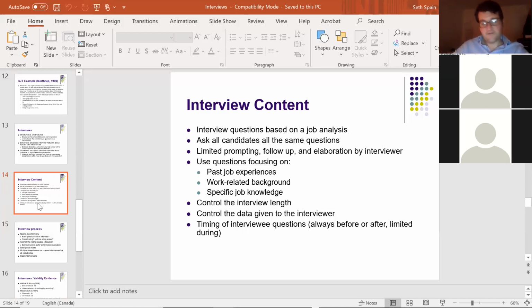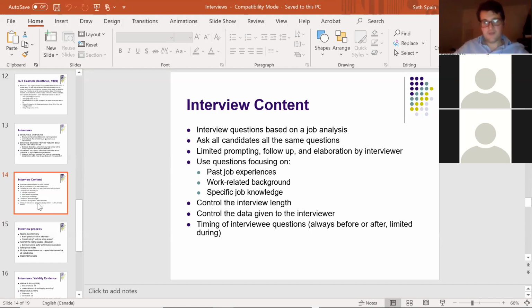And that's fine. A good interviewer should be doing some of that. But if we want to make sure that our interviews are comparable and that we're assessing the person and not the interviewer, we want to make sure that those are limited. We want to make sure that our questions are focusing on past job experiences, work relevant background. So that could be education, it could be skills, it could be hobbies that are relevant to that.